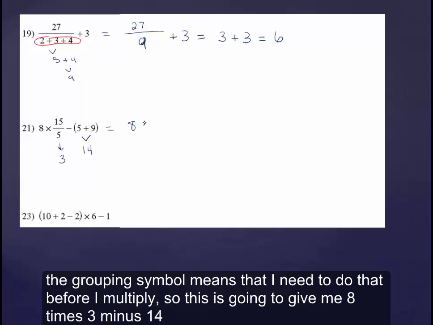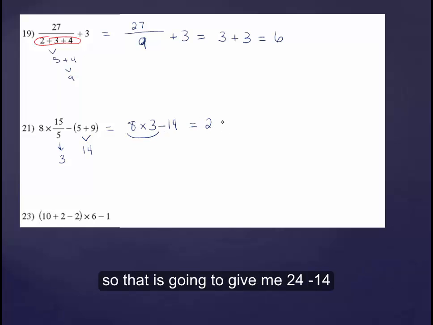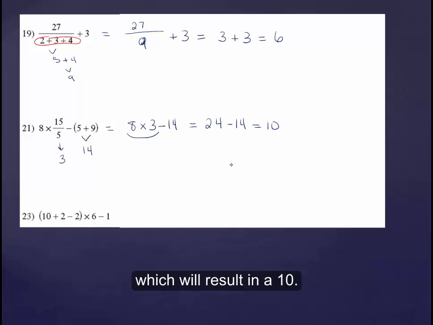The grouping symbol means that I need to do that before I multiply. So this is going to give me 8 times 3 minus 14. I'll do the 8 times 3 next, so that is going to give me 24 minus 14, which will result in a 10.